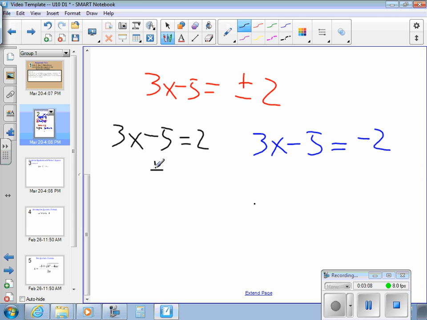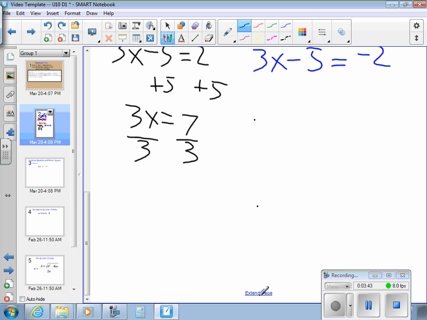So over here, I'll add 5 to both sides of the equal sign, giving me 3x equals 7. And then, well, let me back up just slightly here. My calibration's off pretty badly, isn't it? Okay, so I'm, of course, dividing both sides by 3, which gives me x equals 7 over 3.